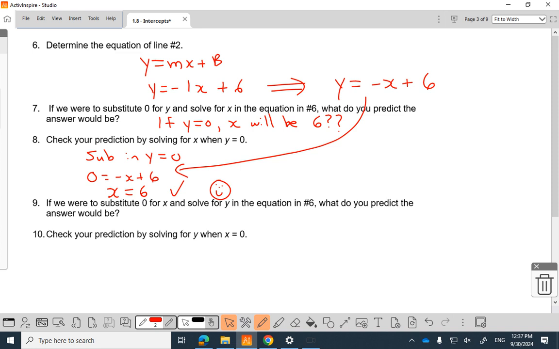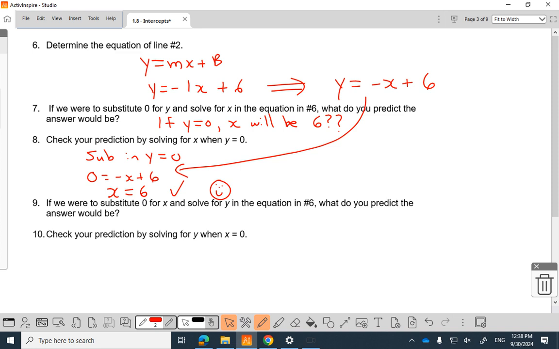And here's my complete lesson in a nutshell. If you want the x-intercept, make y 0. And it's the easiest sub going. Subbing in 0 is a very easy substitution to do. If we were to substitute 0 for x and solve for y, what do you predict the answer would be?